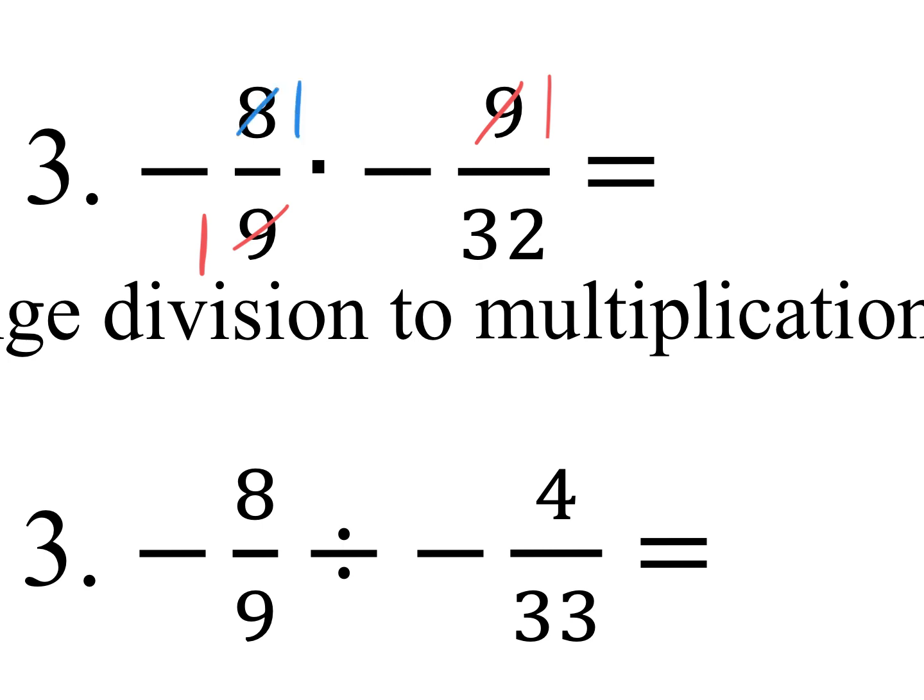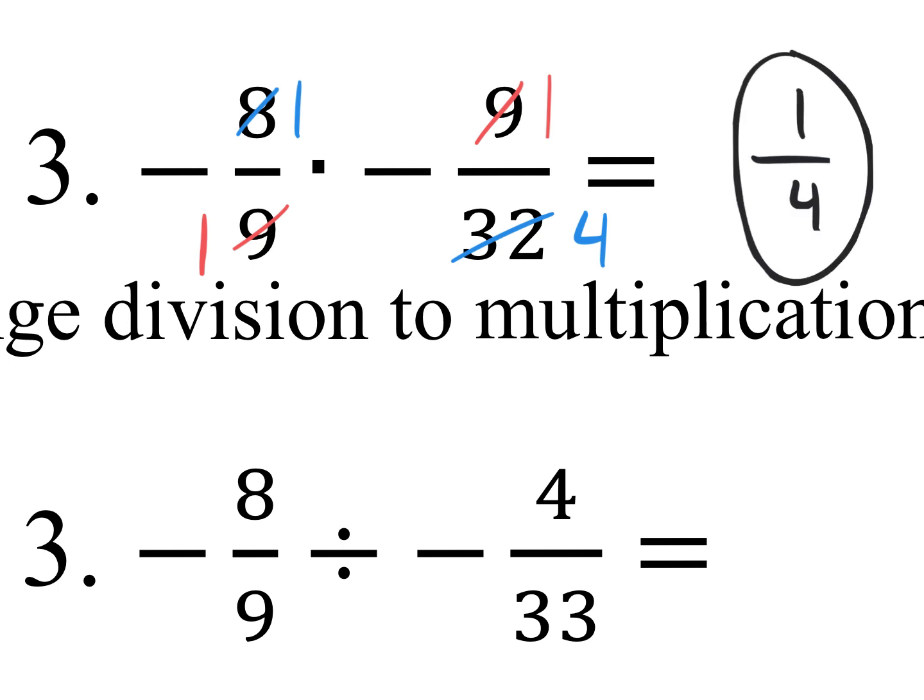8 divided by 8 is 1. 32 divided by 8 is 4. And what's our answer going to be? Positive 1/4, right? A negative times a negative is a positive, right? So if the signs are the same, your answer is positive. And 1 times 1 is 1 up on top, and 1 times 4 is 4 on the bottom. 1/4 is your answer.